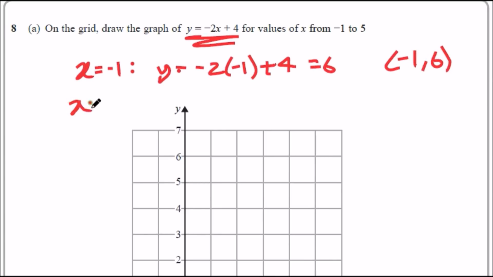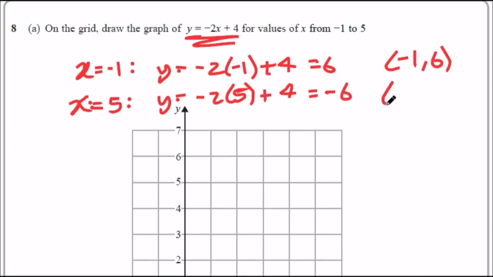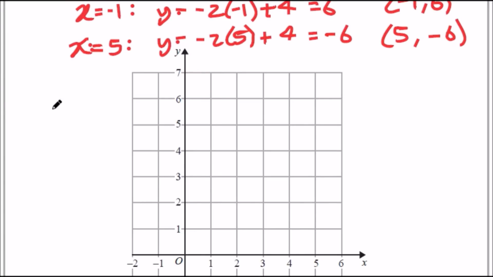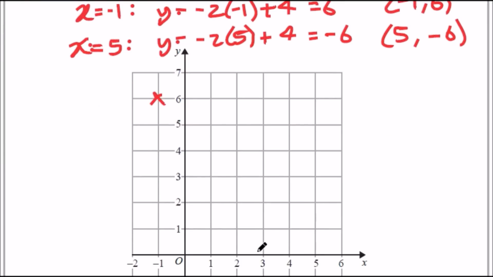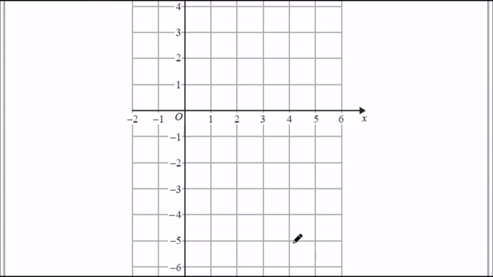Now when x equals positive 5, we should get y equals minus 2 times 5 plus 4. Minus 2 times 5 is minus 10. Add 4, you should get minus 6. So here's our last coordinate, 5, minus 6. So let's plot this out. Starting from minus 1, we start at 6. We know that the gradient is decreasing because it's negative 2. And the last one would be 5, minus 6, so down here somewhere.